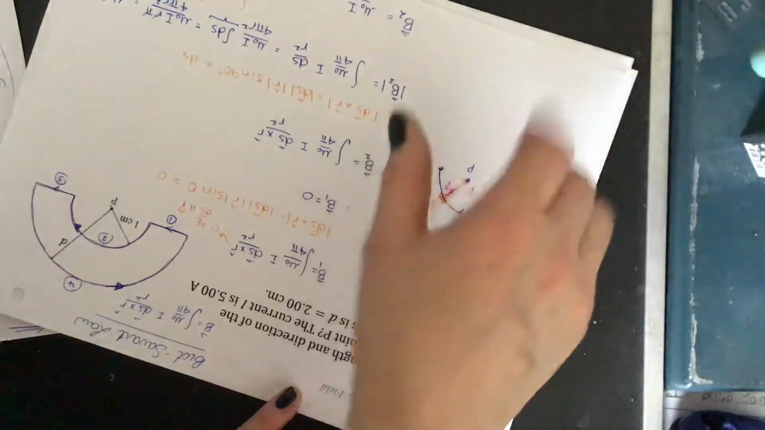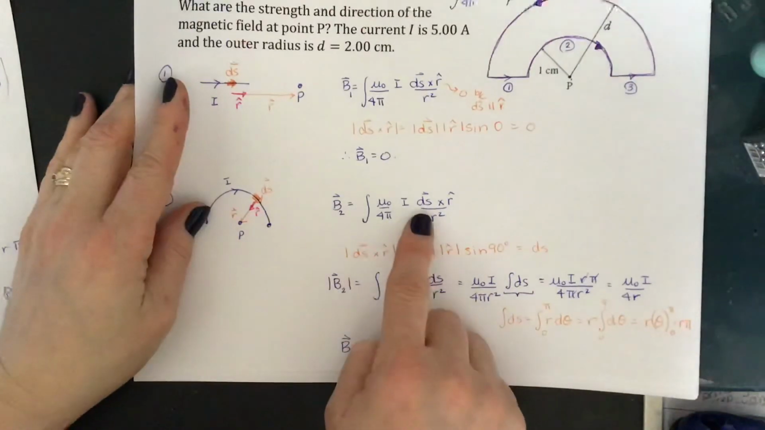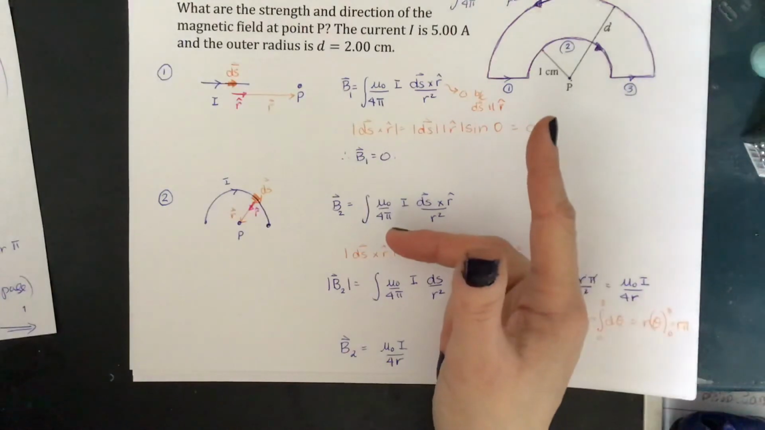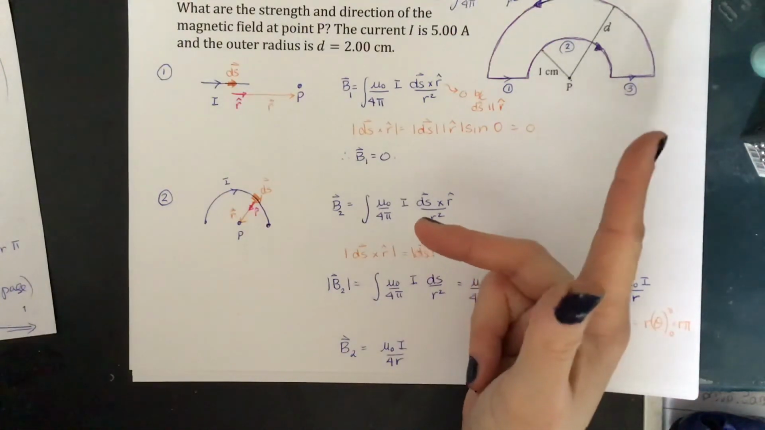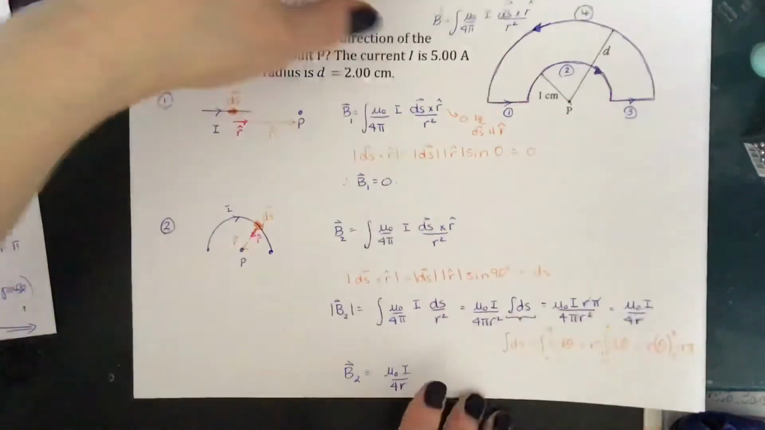The other way you can do it is the right-hand rule that says the direction of B2 is the direction of ds cross r hat. That would be your standard right-hand rule, where ds is your thumb, r hat is your index finger, and B is your middle finger. So let's try it that way and see if we get the same answer.